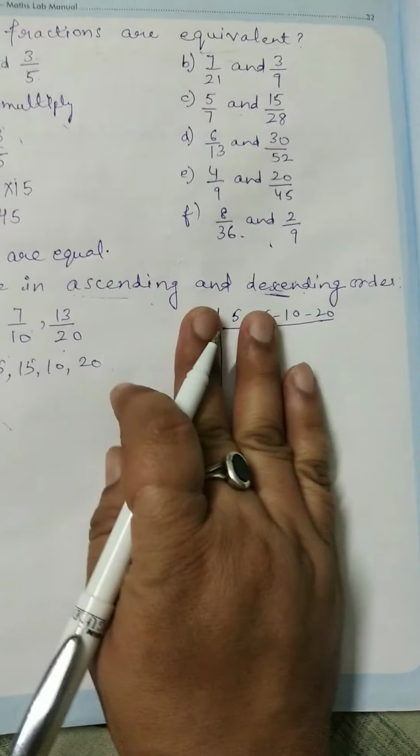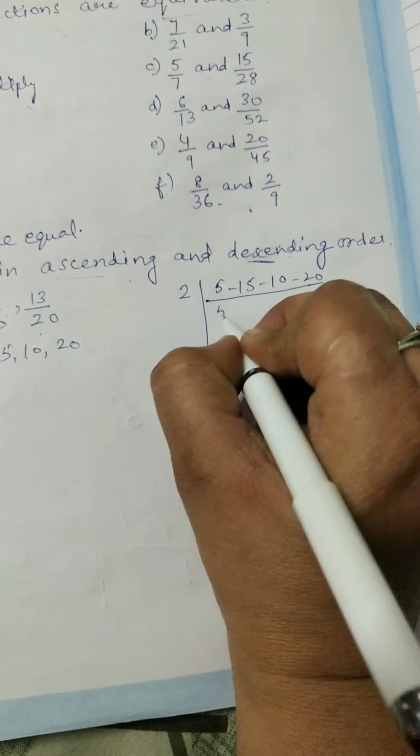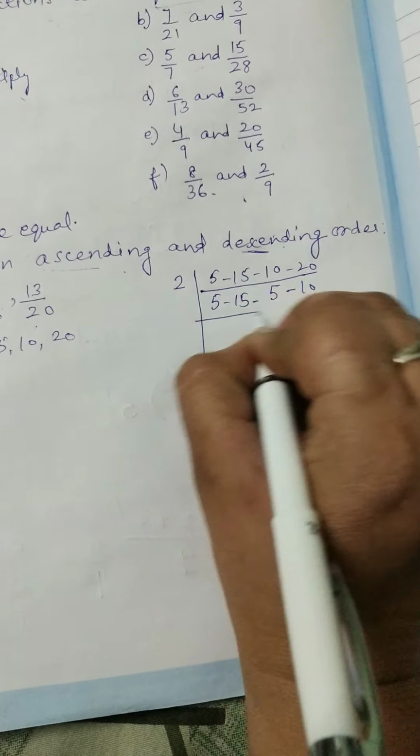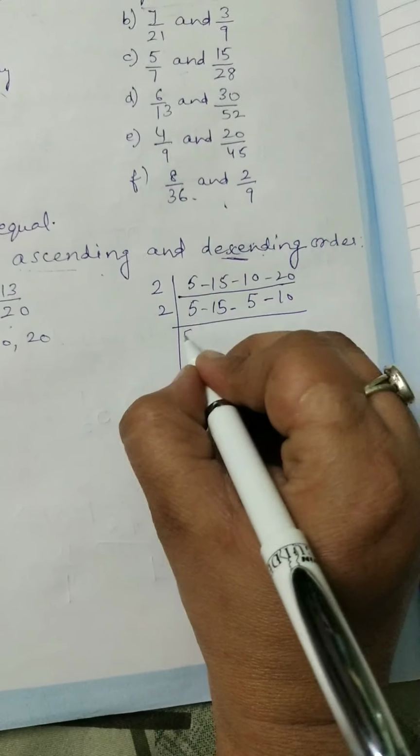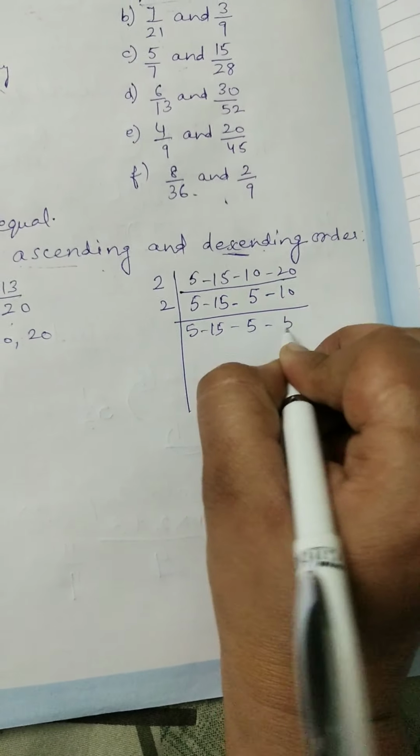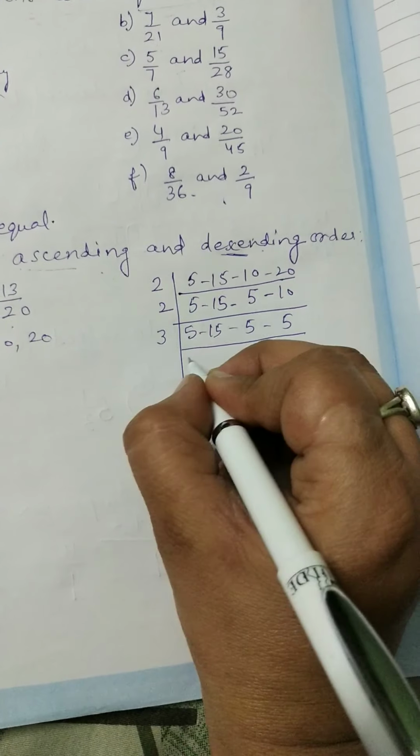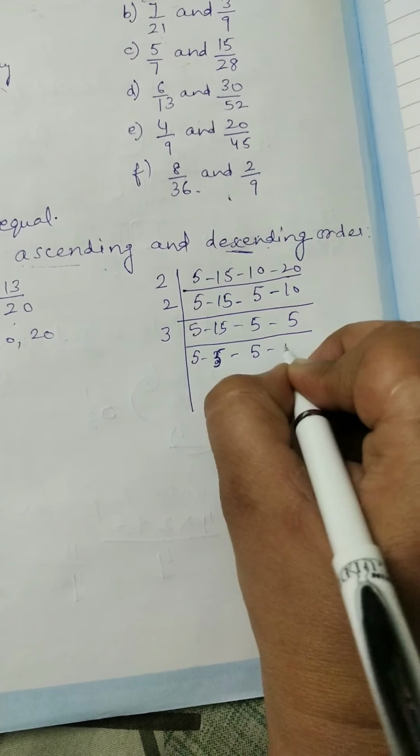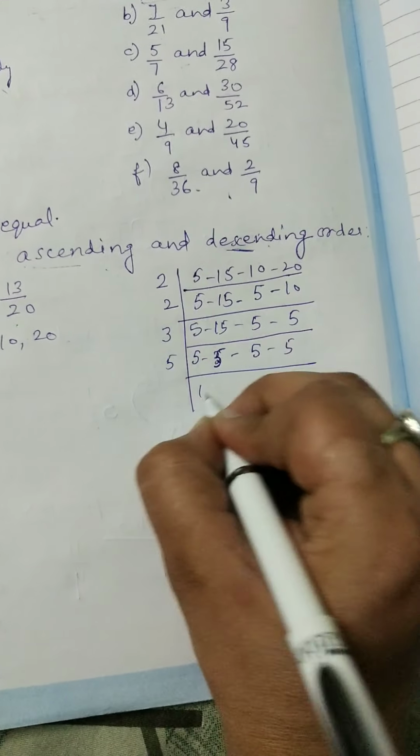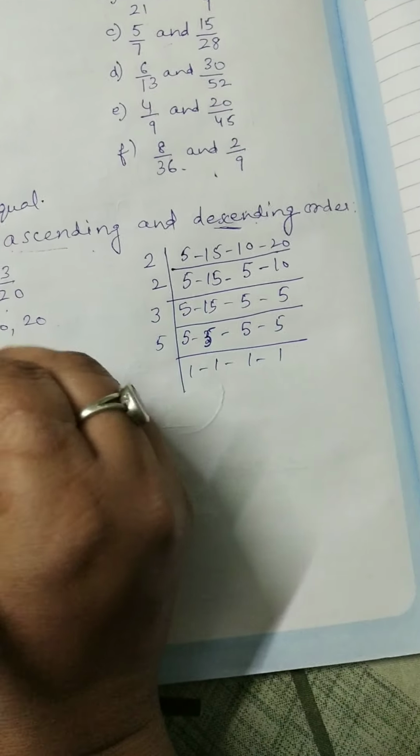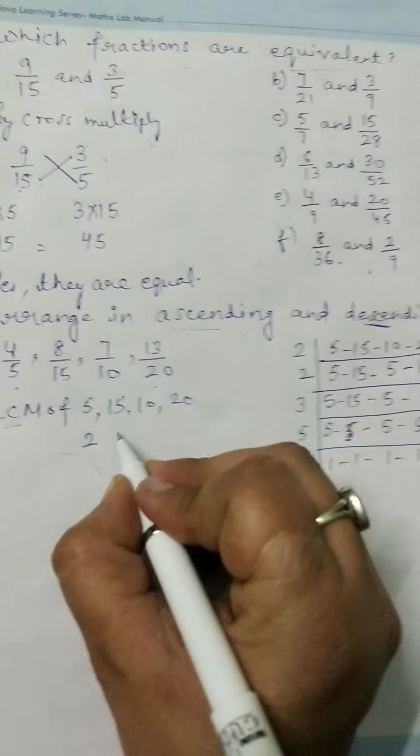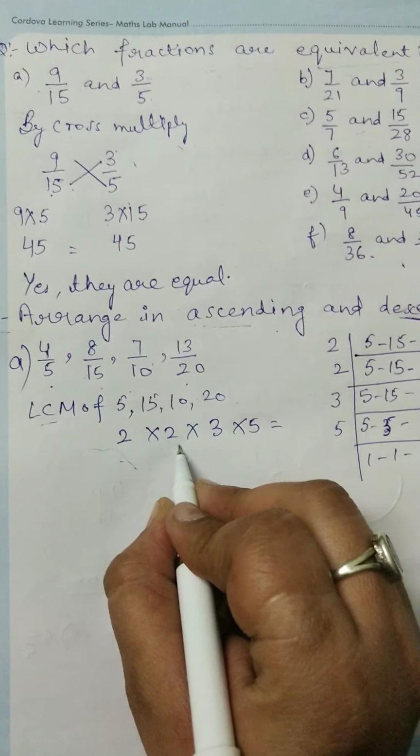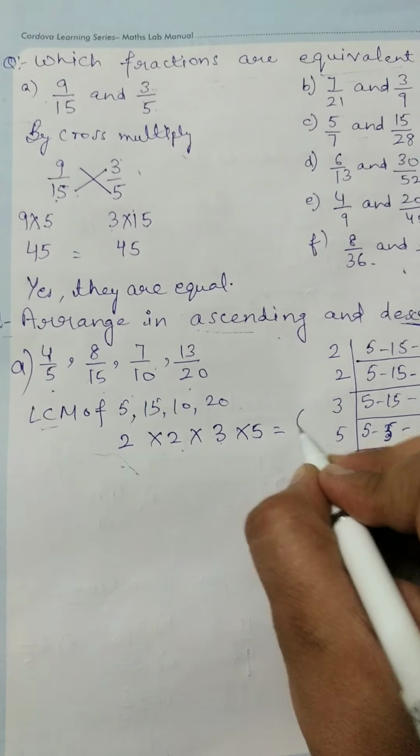Okay, first of all, on the smallest table, 2: 5, 15, 5 2s are 10 and 2 10s are 20. Again 2: 5, 15, 5, 5. Yes, 3: 5, 5, 5 and 5. Now again 5: 1, 1, 1, 1. Now LCM is 2 into 3 into 5. 2 2s are 4, 4 3s are 12, 12 5s are 60.